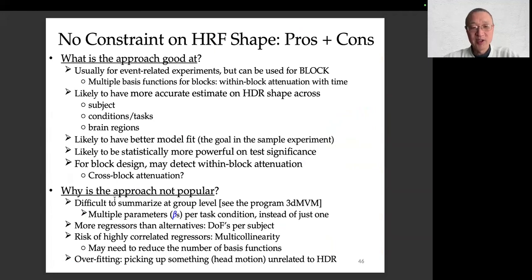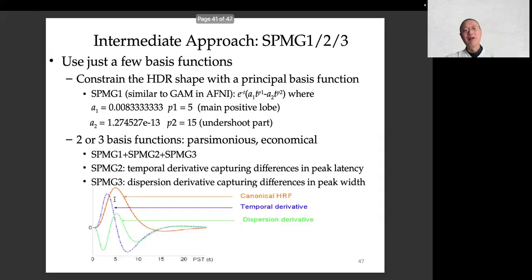So that's the hemodynamic estimation approach. It is much more powerful and more sensitive. As I mentioned earlier, there are a couple of downsides. One is the model complexity. The second is how to summarize the results, especially at the group level, which is challenging. We will cover that later.